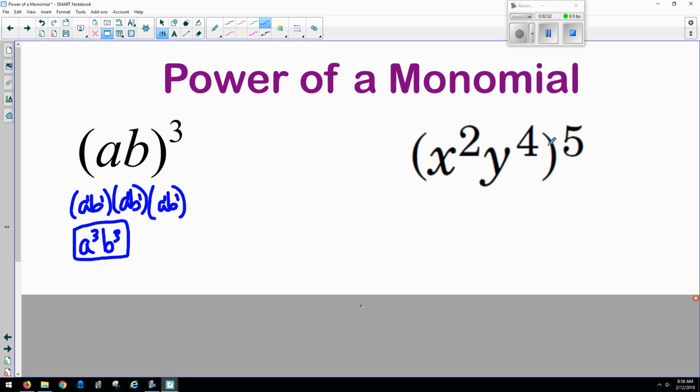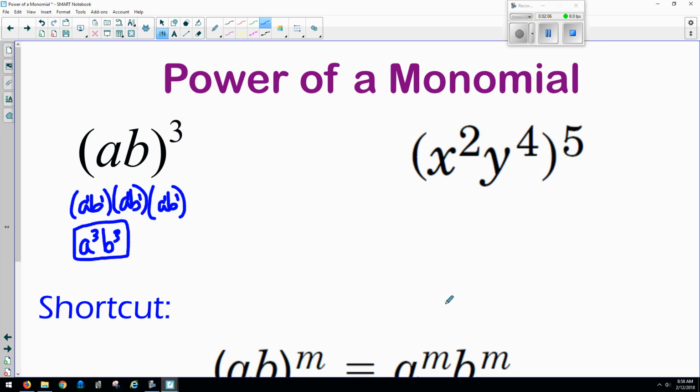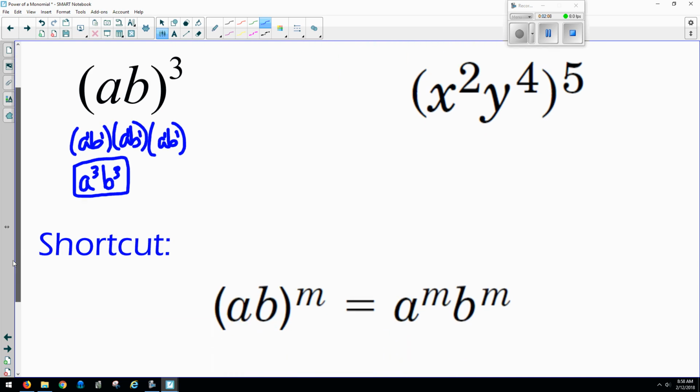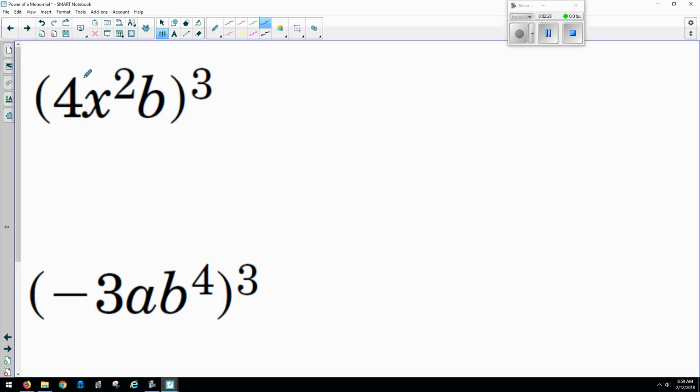And I'm going to actually skip over this one for now because I just want to show you the shortcut here. So when you have a monomial that's a product of two terms, we can use the same rule that we just went over on the other page. So we're just going to multiply each exponent by the exponent on the outside of the parentheses. So let's see how this works.